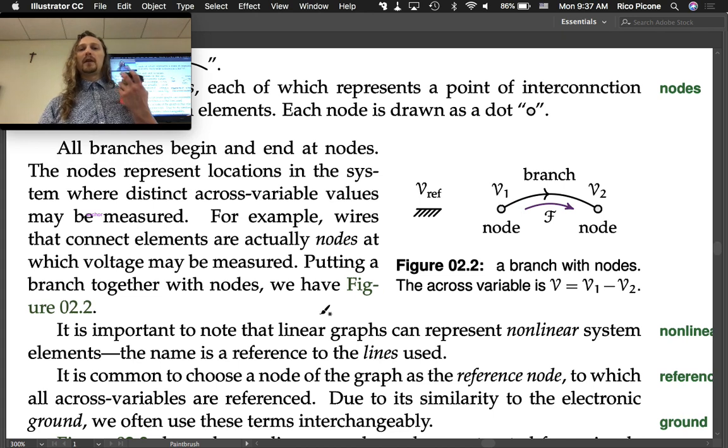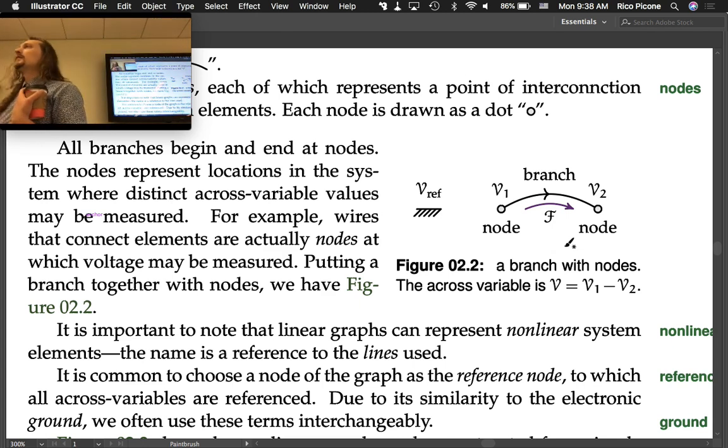So putting branches together with nodes, we have figure 2.2. So we have a branch, and every branch begins and ends at a node. And then we also sometimes draw a reference node as this sort of ground-looking hatch. So that would be the reference node. Typically, if you have a reference node, you're going to connect the graph up so that one of the nodes is the reference node. So here's a branch that's not connected to the reference node. And it's going to have a through variable associated with it. Because every element, as we know in our models, has a through variable and a cross variable. So for a mechanical system, the through variable will be force, and the across variable will be velocity.